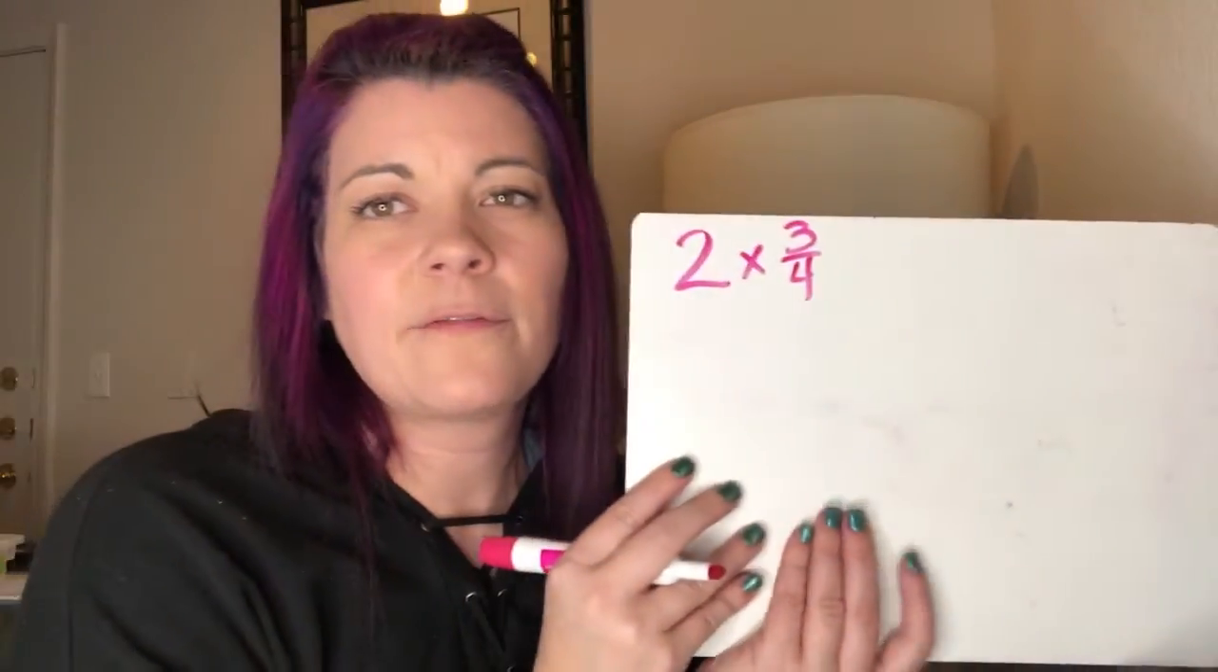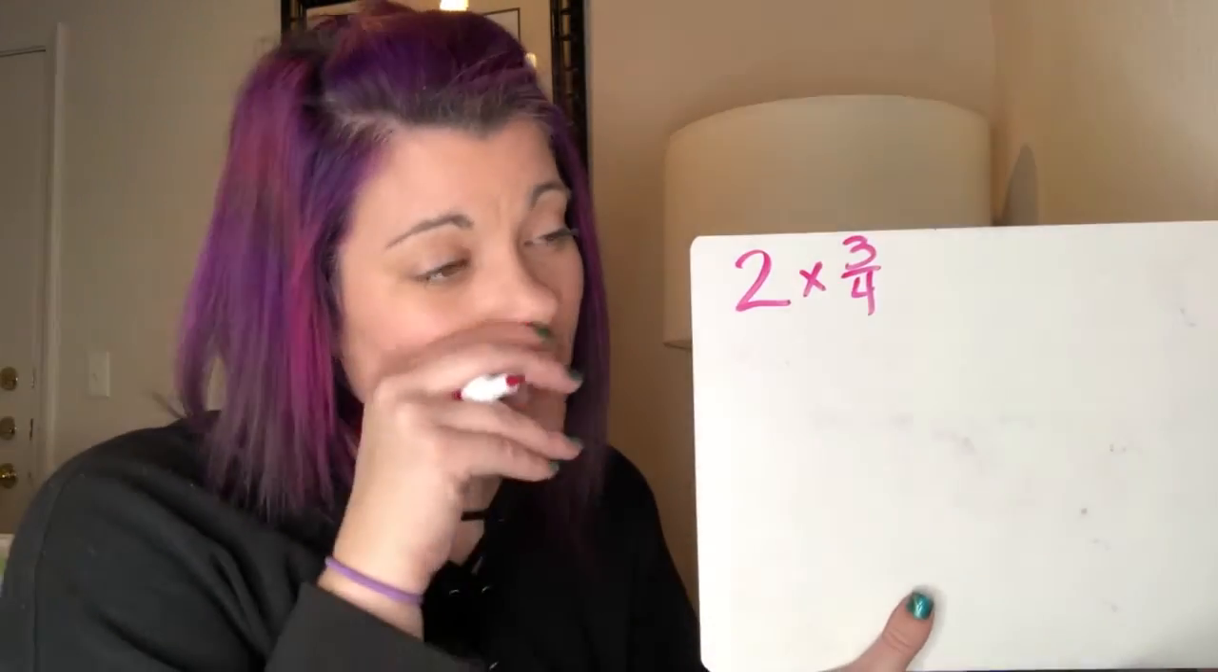Okay, we know how to multiply and divide fractions, but now we need to know how to multiply and divide mixed fractions. Again, there's only one more step to it than what you normally do with fractions. So let's say we have a whole number times a fraction.